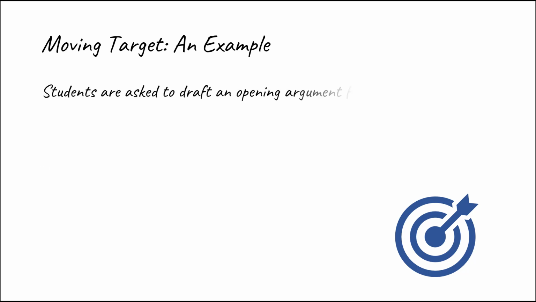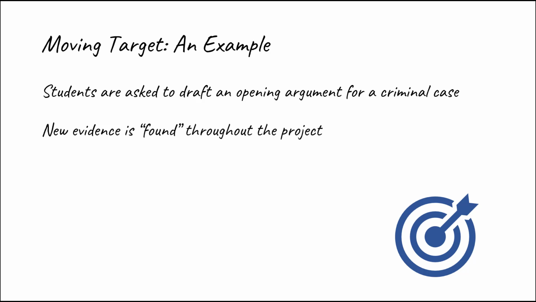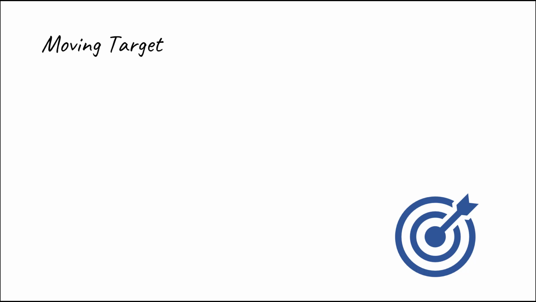Perhaps you are teaching a criminal justice or law course, and students are asked to draft an opening argument for a hypothetical criminal case. They could be the prosecutor or the defense lawyer. Either scenario would work. In each new version of the assignment, new evidence has been found in the case. This new evidence must then be implemented into each new draft, encouraging students to consider how this new information will change their approach to the case and the opening statement.